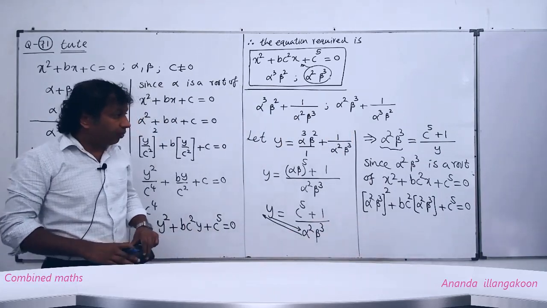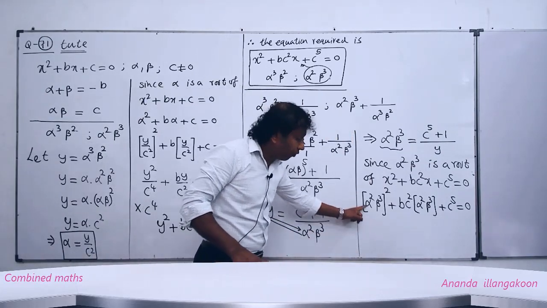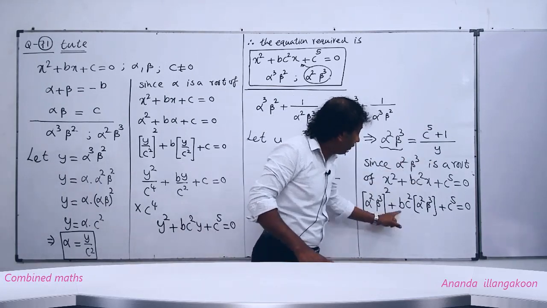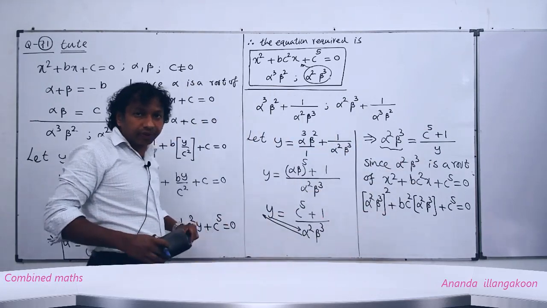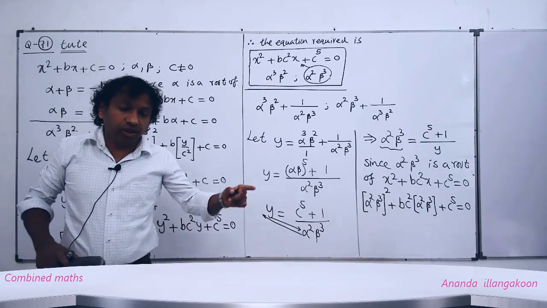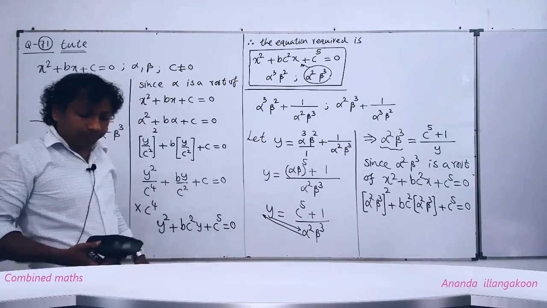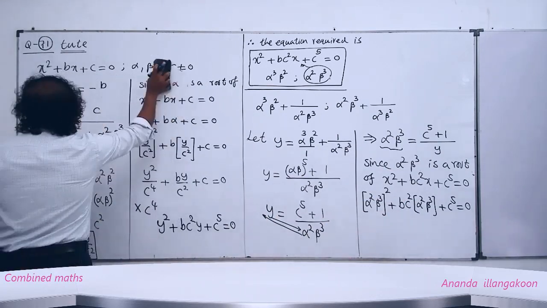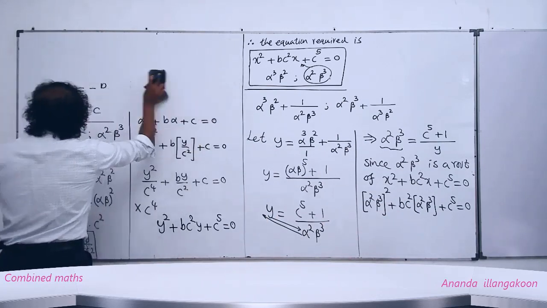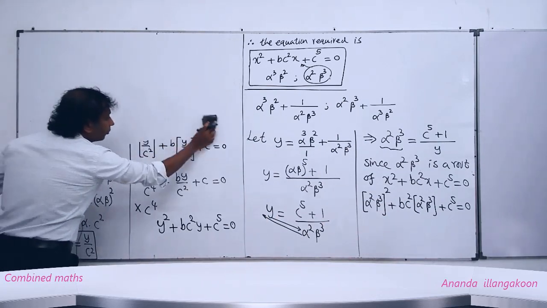Now what we do, people? For this alpha squared beta cube, we substitute this part in terms of y and keep simplifying. Then we obtain a quadratic equation in y. Write x for this y. Then you get the required quadratic equation. You get this required quadratic equation by that simplification.